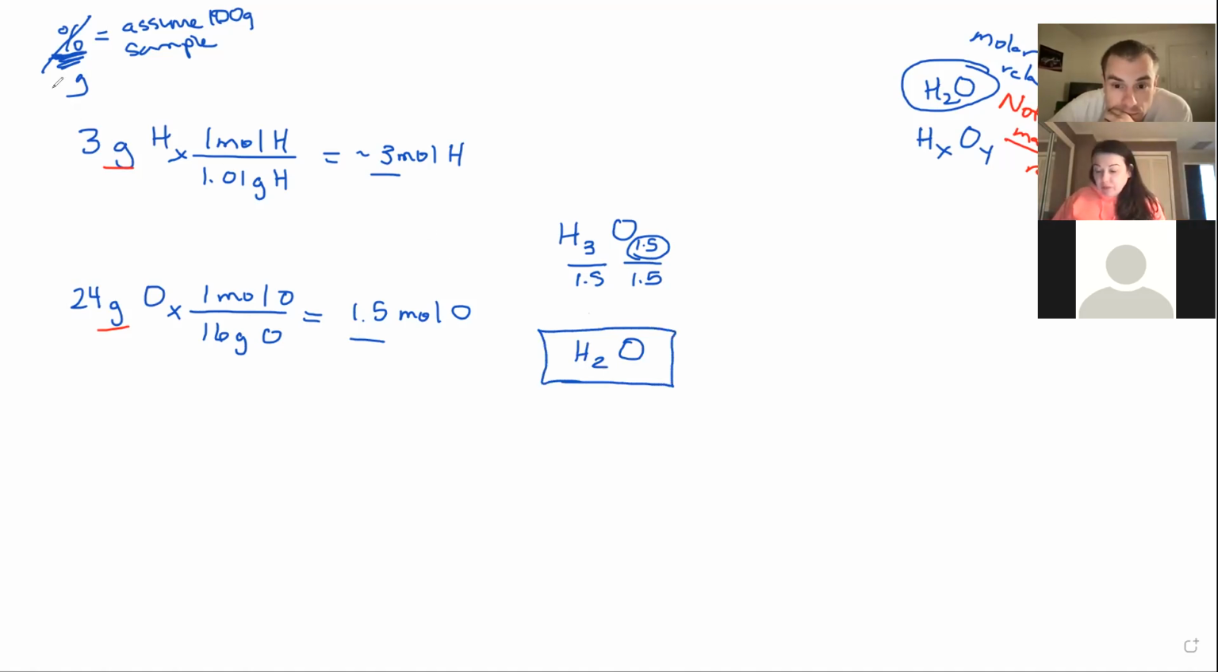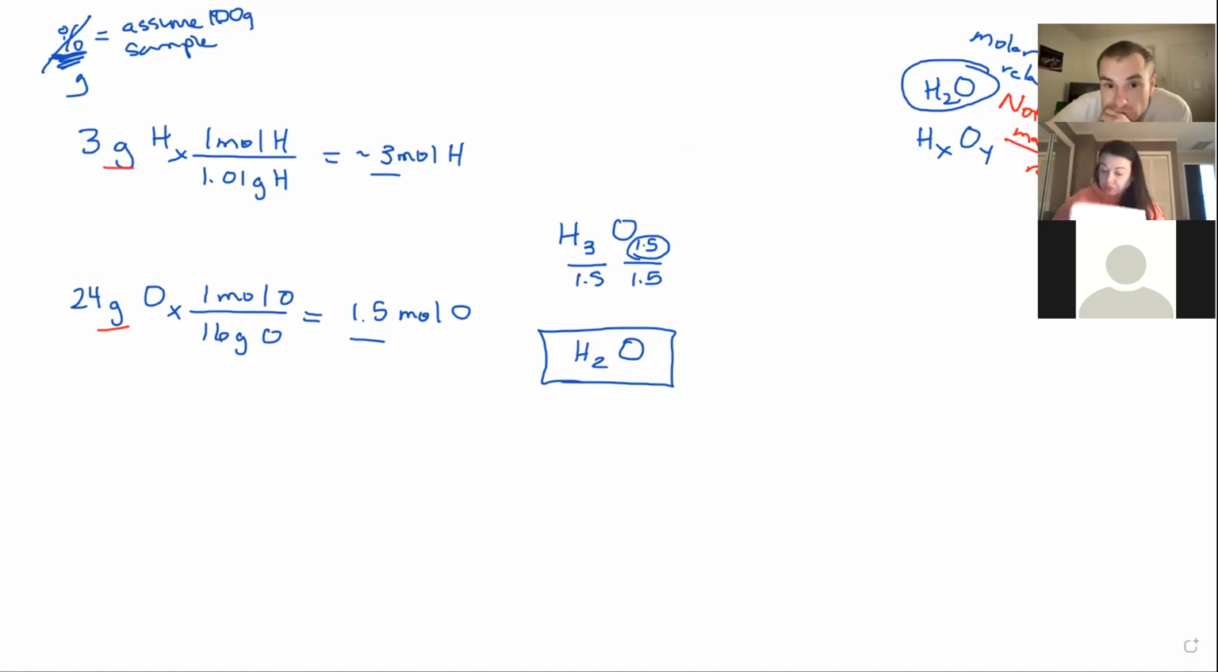So the steps go, if it's percent, get it into grams by just assuming 100-gram sample, convert into moles, and then divide by the smaller decimal. If you still, after you divide by the smaller decimal, end up with decimals, I will show you what you do with that in a minute. But I want you guys to try one of these.